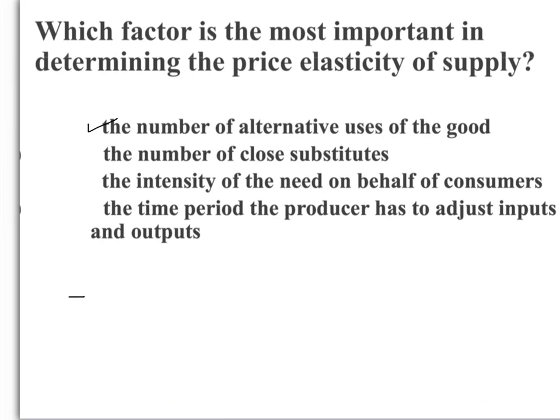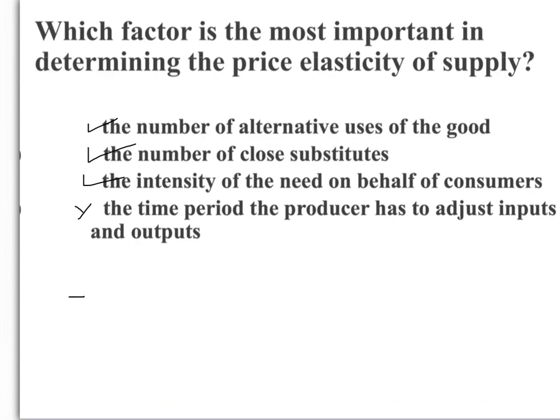The number of alternative uses for the good tells you how consumers respond to a price. This is also the same thing as the second choice, which tells you the number of close substitutes. This also tells you how consumers will react to a change in the price. The third one also has to do with consumer choice because it tells you the intensity of the need on behalf of consumers. So the only choice here that has to do with suppliers is the fourth choice, which tells you the time period that the producer has to adjust inputs and outputs.